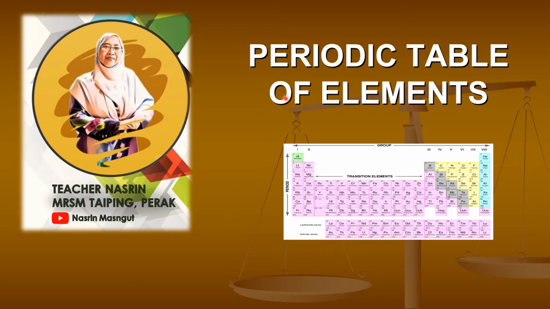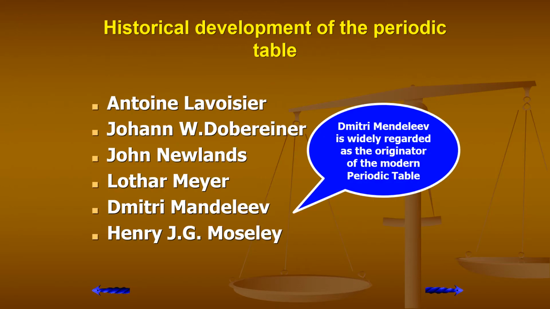So we are going to learn about the periodic table of the elements. Happy learning. There are some contributors to the historical development of the periodic table. We have here Antoine Lavoisier, Johann W. Döbereiner, John Newlands, Lothar Meyer, Dmitri Mendeleev, and Henry G. Moseley. Those six persons, I need you to read about them in the chemistry textbooks. Okay.